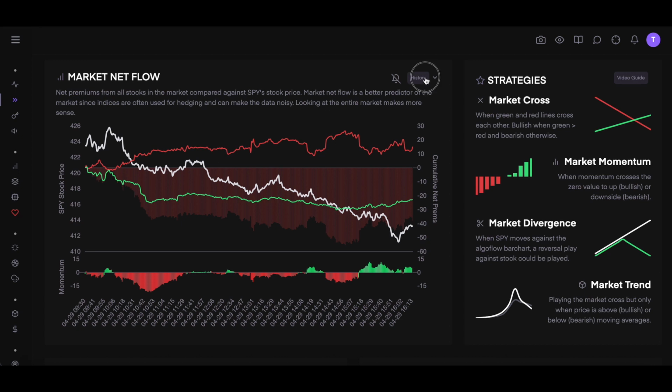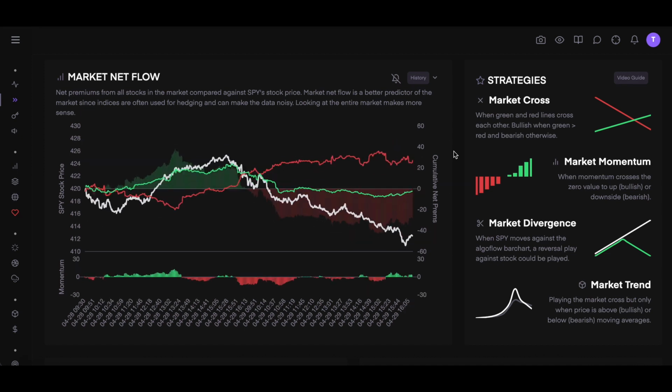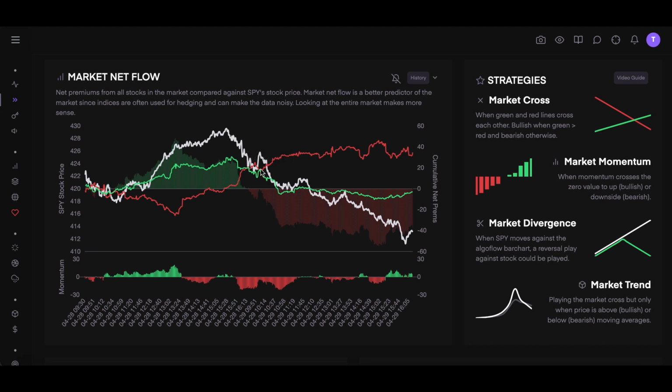Let me actually show you more crosses, because I don't think this is a clear enough cross, so you might be confused. And when we are talking about a cross, we are not looking at the white line at all. Okay, so this is a really good cross. The green line went above the red line here, and at this point you can see the green line went below the red line, and look at how beautiful the move is. Ever since this happened, you can see we had, I believe, a $24 move down.